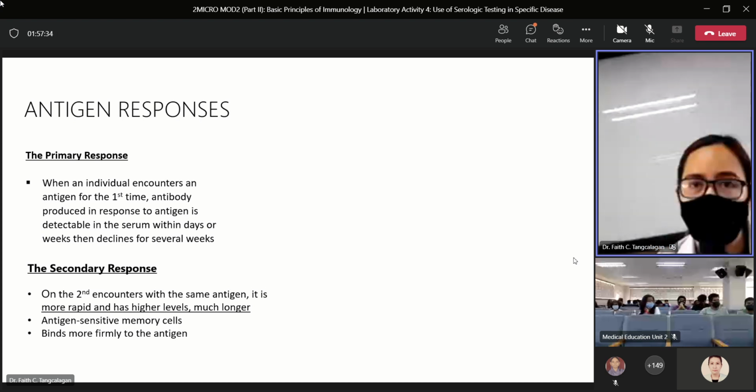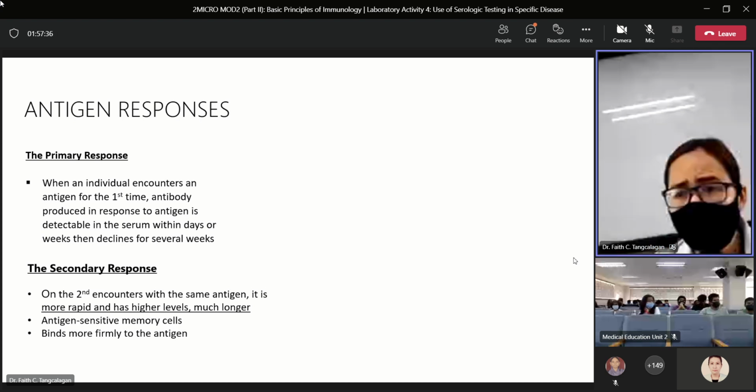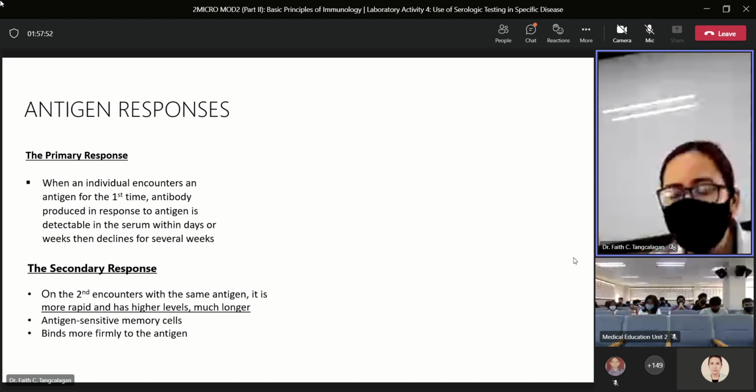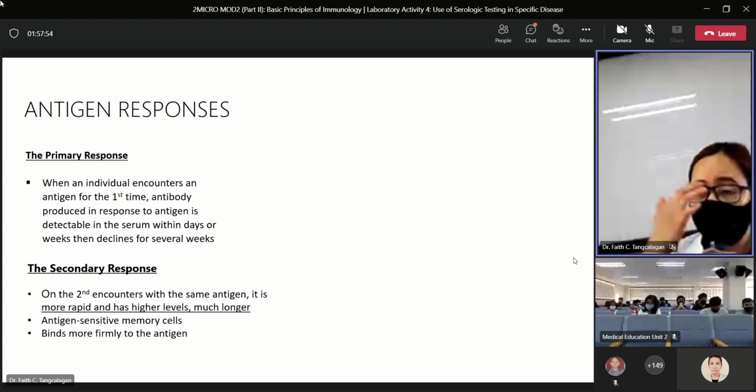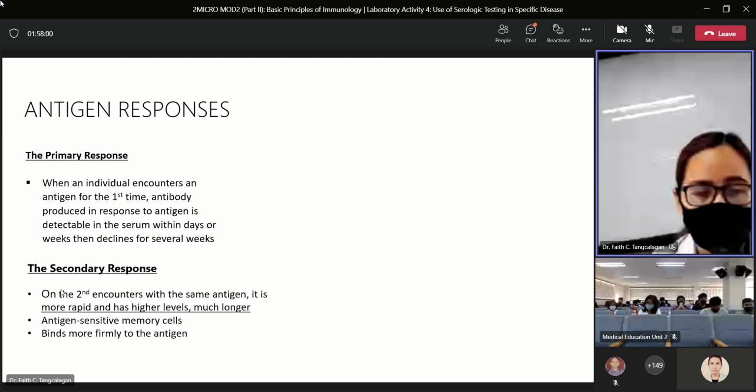Or, for example, if you already had dengue, just an example, and it's your second time, your body will react to that antigen more rapidly, and it also generates higher levels. So a second dengue might be a very dangerous one, okay, because of this secondary response mechanism. One responsible for this secondary response is your antigen-sensitive memory cells, because it binds more firmly to the antigen.